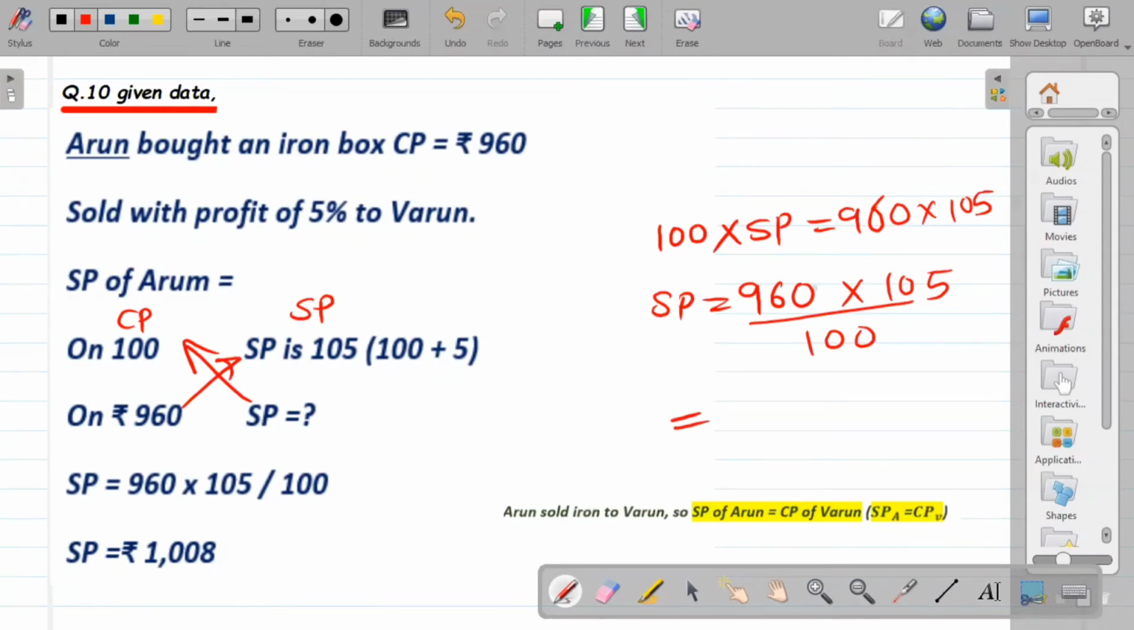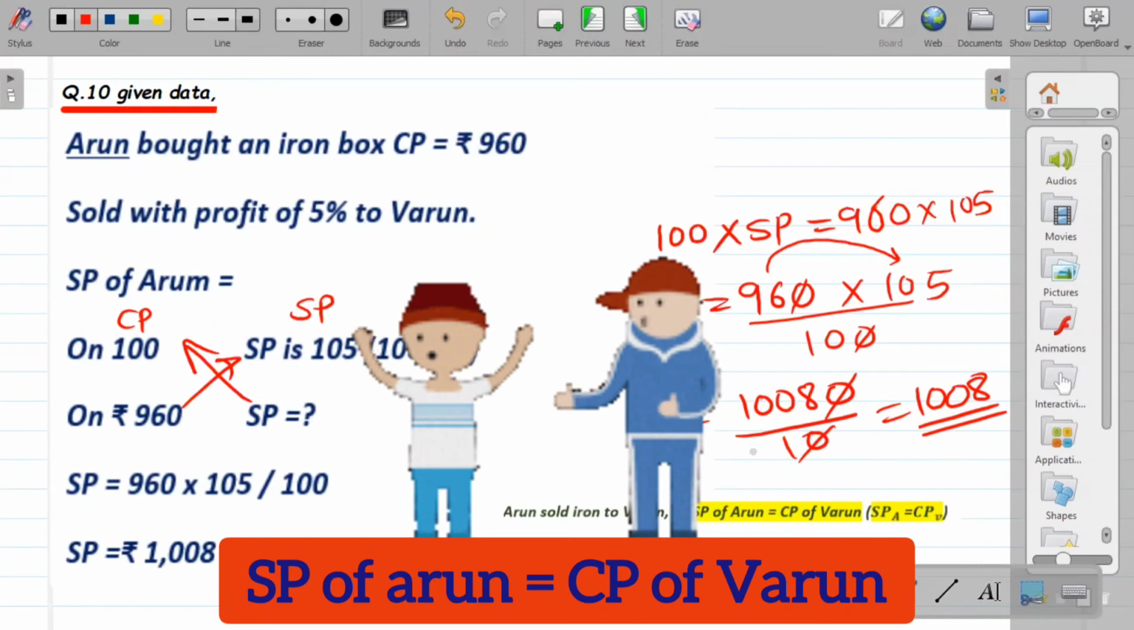Now, cutting is not possible. Only this 10 you can cancel out. Now, 96 multiplied by 105. If you do, then this will give me the answer 10080 divided by 10. So 10 cancel, 10 cancel. So this will be 1008 rupees. So what is the selling price of Arun? That is 1008 rupees. Now, अरुण ने वरुण को कितने रुपीस में सेल किया है ये पर्टिकुलर?